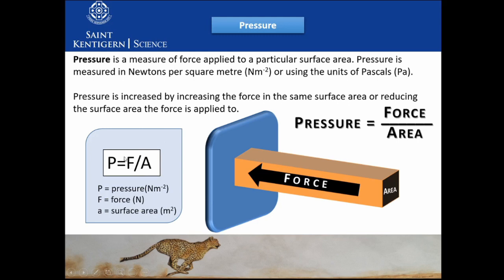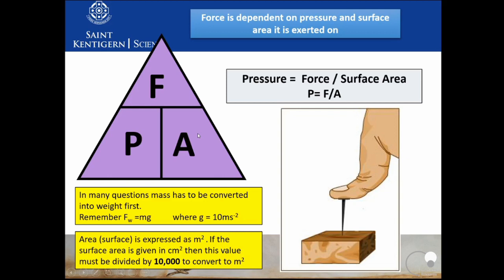So you've heard of that before. Spread the weight. It's like somebody lying on a bed of nails. They don't get injured by the nails because their weight force is distributed over hundreds and hundreds of nails. And here's your triangle if you needed it. If you take pressure out, you have P equals F over A, the force over the surface area.